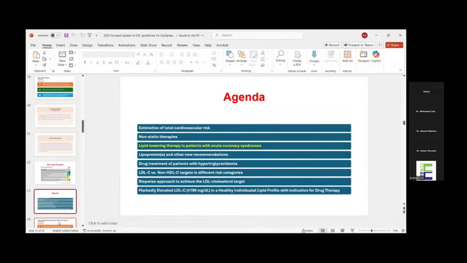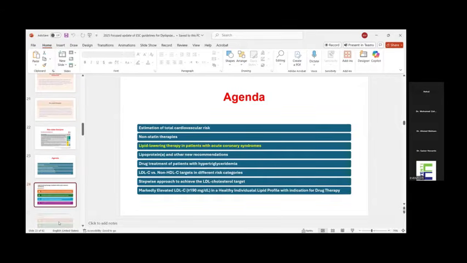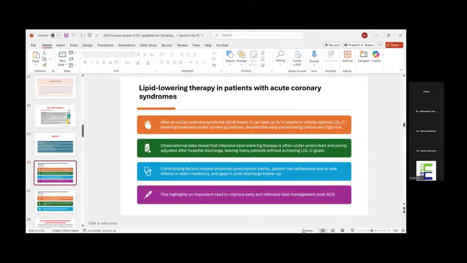The third important update is the use of lipid-lowering therapy in patients with acute coronary syndrome. After an acute coronary syndrome event, it can take up to 12 weeks to initiate the optimal LDL cholesterol lowering treatment under the current guidelines, despite this early period being critical and high risk.